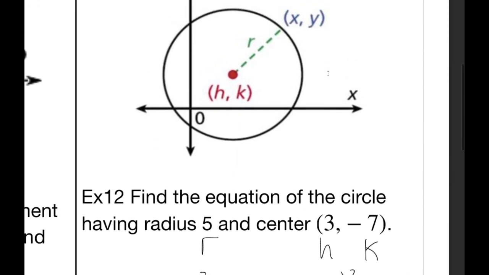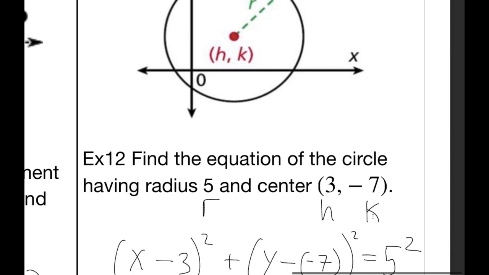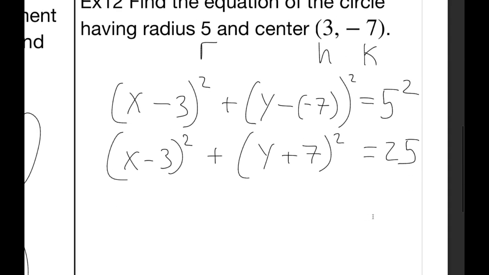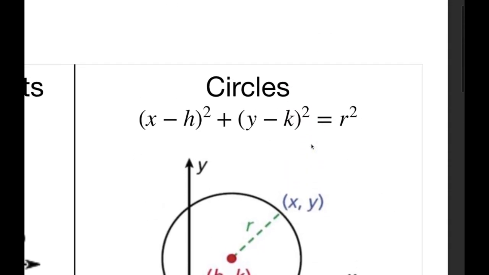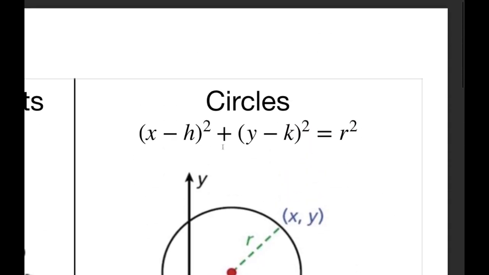So find the equation of the circle having radius 5, that's r, and the center 3, negative 7, that's h and that's k. So you can put them in. This is h goes here, and k goes here, negative 7. You can simplify these if you want a little bit. x minus 3 squared plus y plus 7, well, minus the negative becomes plus 7. And then 5 squared is 25. The tricky thing about this is remember that there's subtraction here.